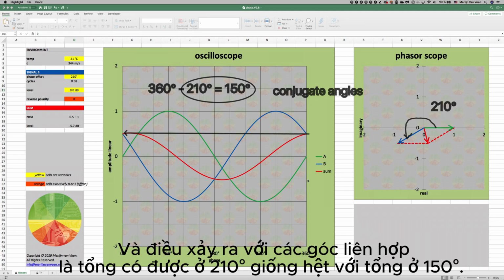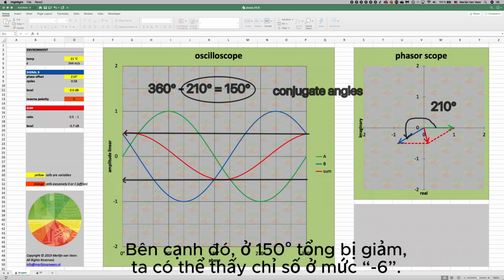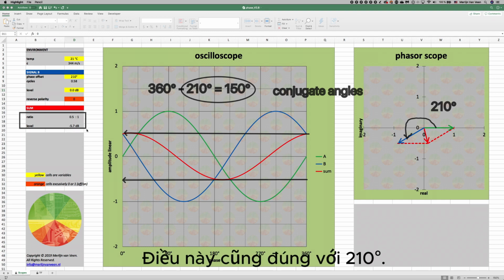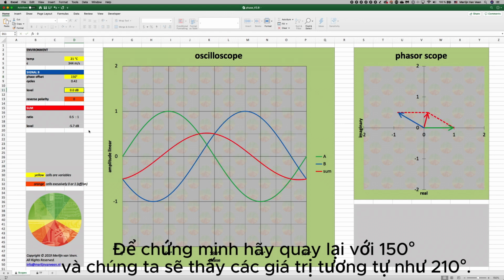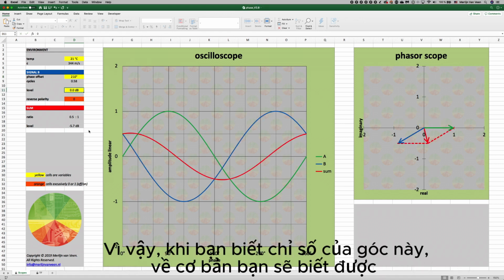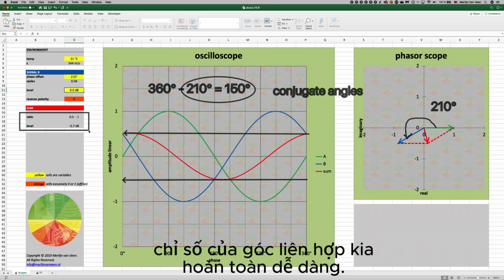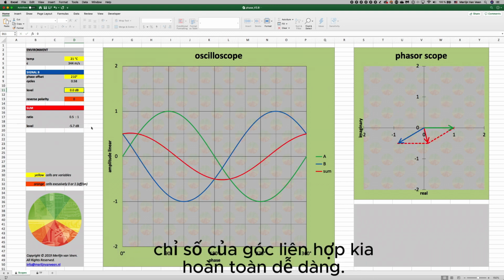And what happens with conjugate angles is that the amount of summation that you have is identical. At 210 degrees, we get the same amount of summation as at 150 degrees. And at 150 degrees, the summation was destructive. We started to see losses. We ended up at -6. Well, the same is true for 210 degrees. And just to show that, let me go back to 150 degrees. And at 150 degrees, we will see the same values as at 210 degrees. So once you know half of this story, you essentially get the other half of the story for free.